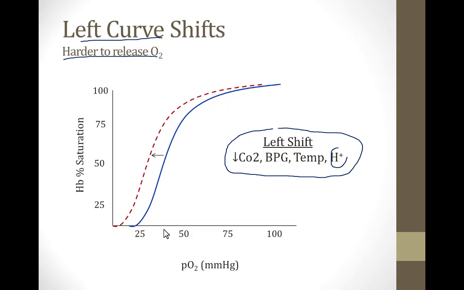And these things are all going to move the curve from the blue to the red line to the left. So once again, let's pick a level of, say, about 30 or so right here. If we were on the blue curve, that would correspond right here to a saturation of about 50. But when we shift left, we are all the way up here to a saturation of about 75. So by shifting the curve left, we've caused hemoglobin to hold on to more oxygen. That means it's harder to release O2 when you shift the curve to the left.